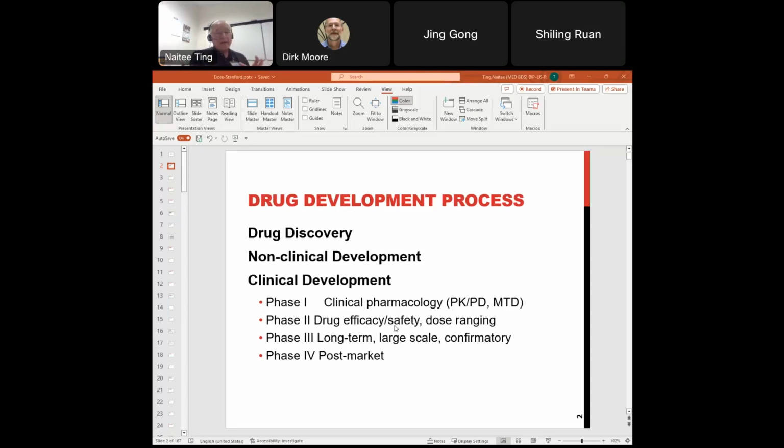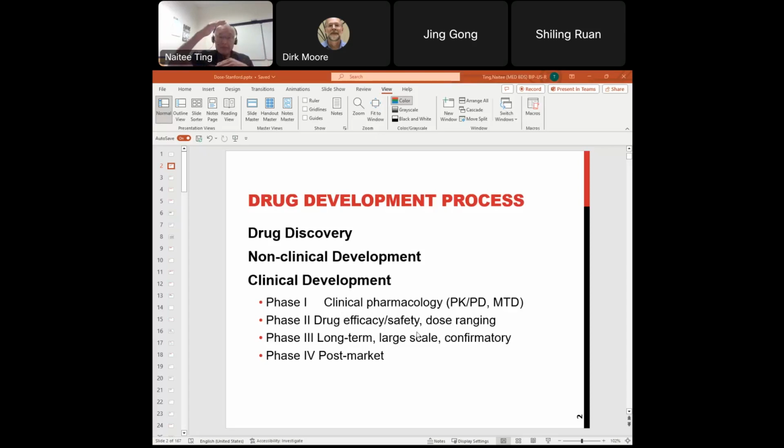The reason why we want to do a proof of concept at phase two is, remember, at phase one we use healthy normal volunteers, so from phase one you don't get to see drug efficacy. So phase two is the first chance you get to see efficacy. If the drug doesn't work, then you're done. If the concept is proven, you move on. The next step is dose ranging. So phase one is PK/PD and MTD. Phase two is POC and dose ranging.